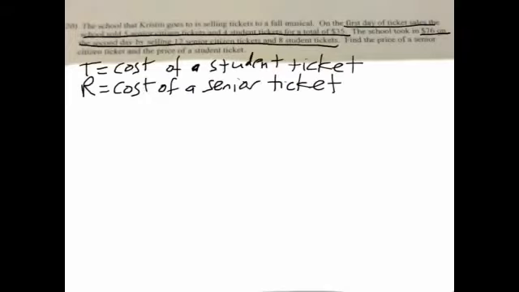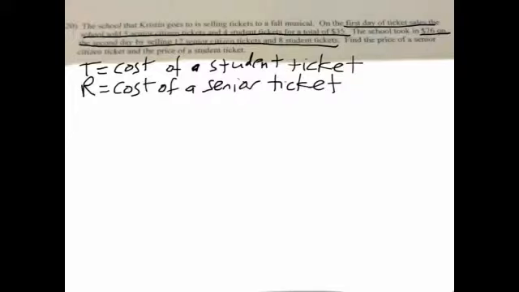Moving on to 20, read through that, get familiar with it, and figure out what variables you're going to use. Okay, so reading through it, I decided I want T to represent the cost of a student ticket, and R to represent the cost of a senior ticket. That's what we're trying to figure out. And those two sentences I underlined up in the problem are where I'm going to get my equations.